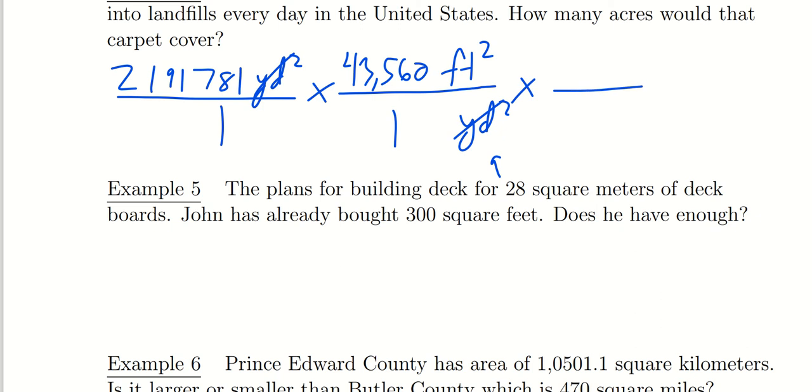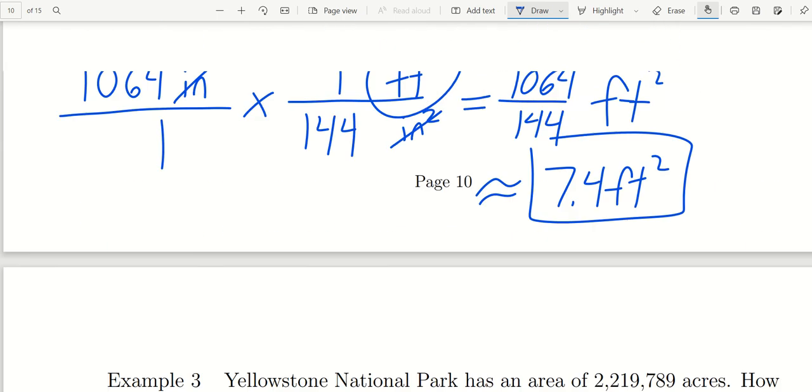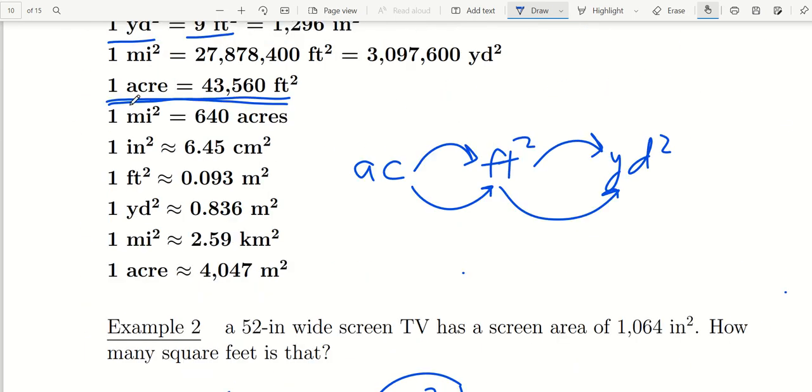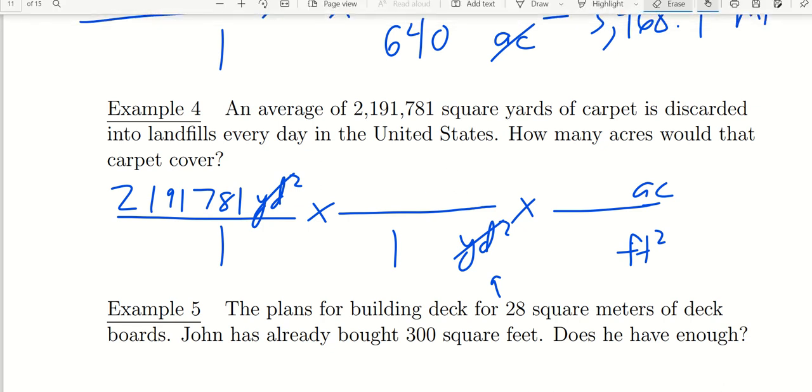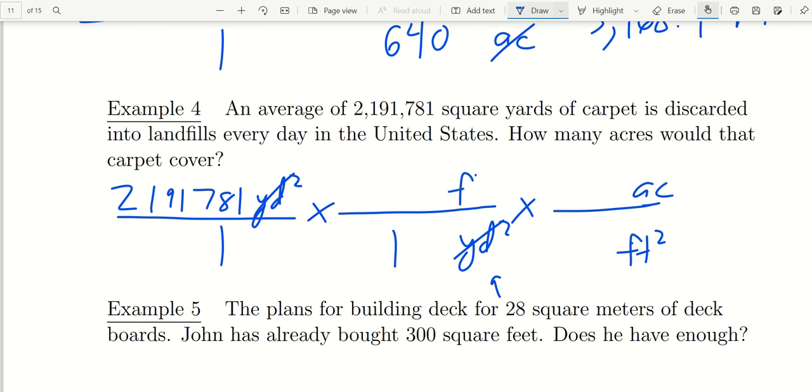And now I can go from feet squared to acres. What is the relationship between feet squared and acres? Oops, did I make the mistake here? Hold on, let's back it up 1 second. Oops, so hold on. My apologies. We started with yards squared. Yards squared, we can first go to feet squared. And then from feet squared, we can go to acres.